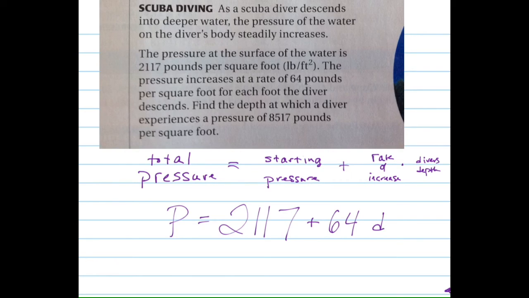So we want to find when the pressure on the diver will be 8,517. Is that 8,517 an output or an input? It's an output because it's a total pressure that they're giving us. It's not a depth they're giving us, it's a total pressure. Okay, and total pressure is our output, not the depth. So we're going to replace which of the variables with 8,517? P, because it's total pressure.